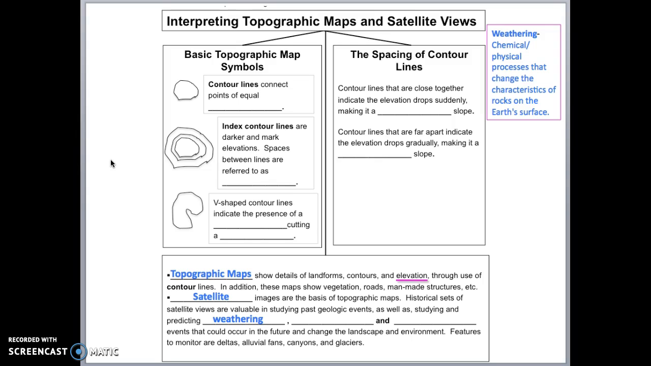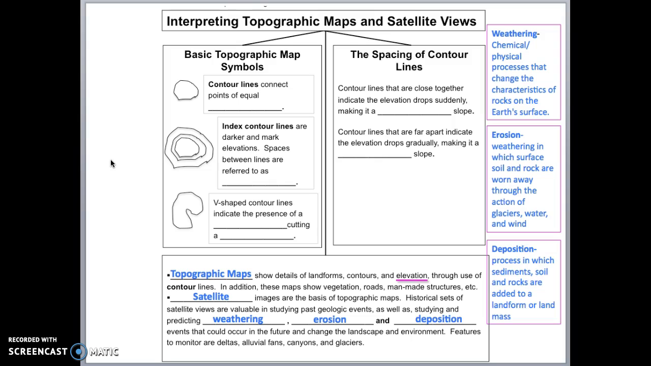And weathering is a chemical or physical process that changes the characteristics of rocks on the Earth's surface, as well as erosion, which is weathering in which the surface, soil, and rock are worn away through things like glaciers, water, and wind. And then deposition, which is the process in which sediments, soil, and rock are added to a landform or land mass. Now, you guys don't have to write these definitions unless you want to. I just wanted to review what those things meant.